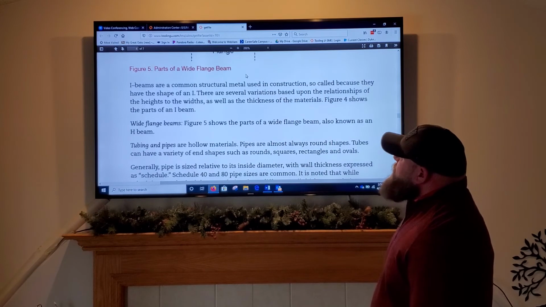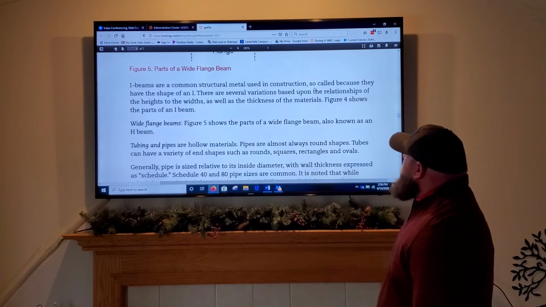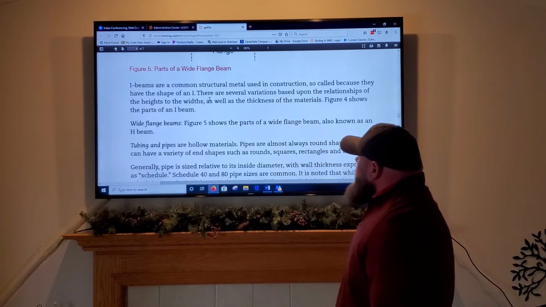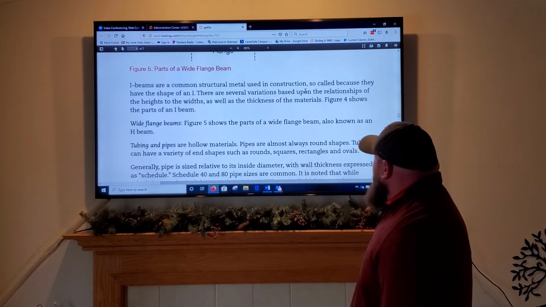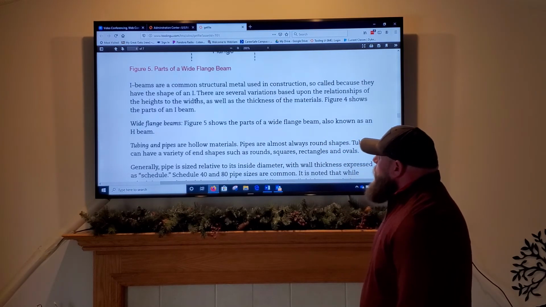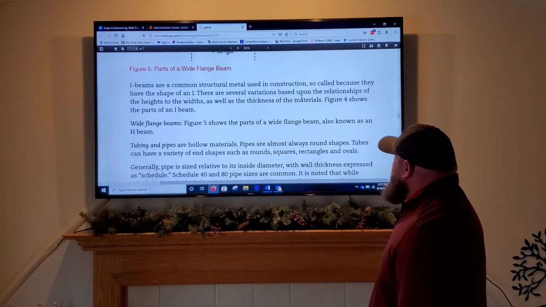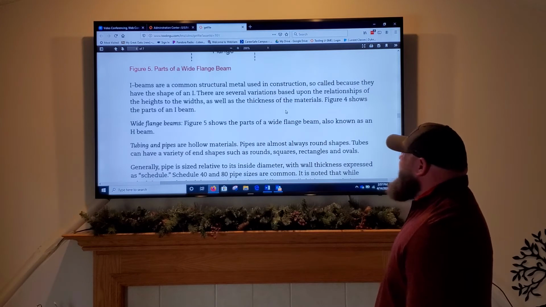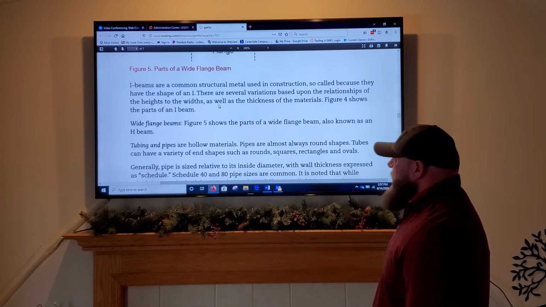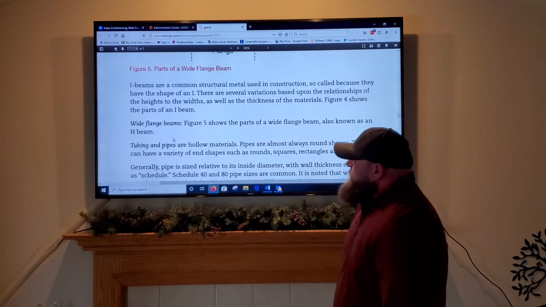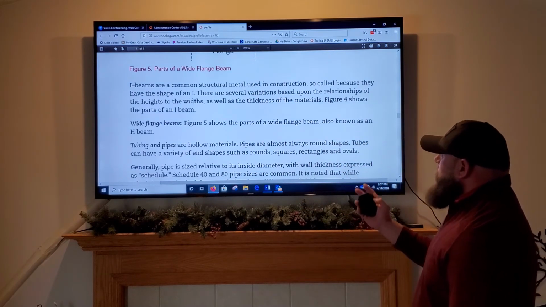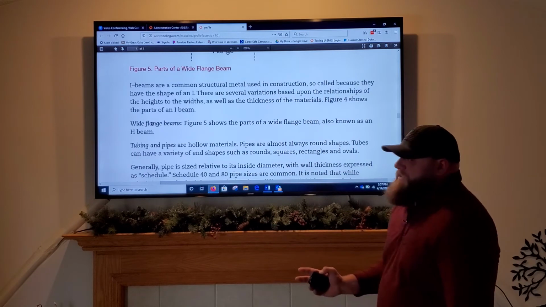So I-beams are common structural metal that are used in construction, so called because they have the shape of an I, obviously. There are several variations based upon the relationships of the height to the widths, as well as the thickness of the materials. Figure 4 shows the parts of an I-beam. We already went over that. Wide flange beams, figure 5, we went over that as well, shows the parts of a wide flange beam, also known as an H-beam.